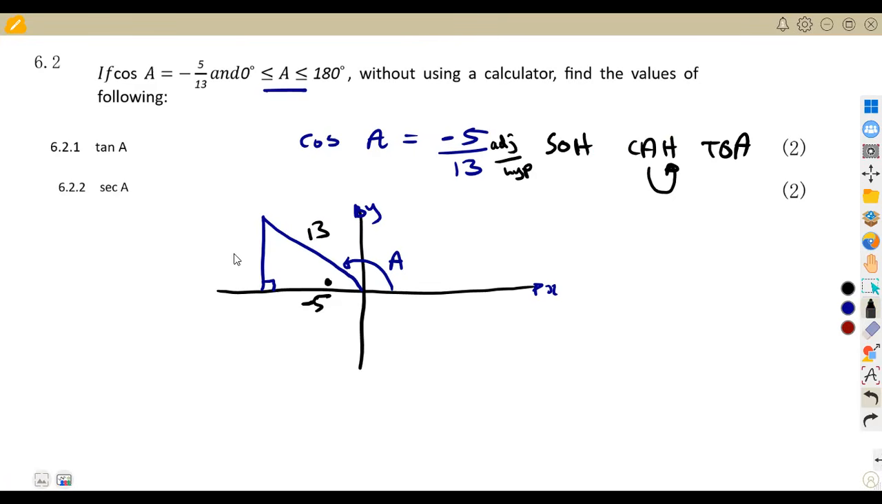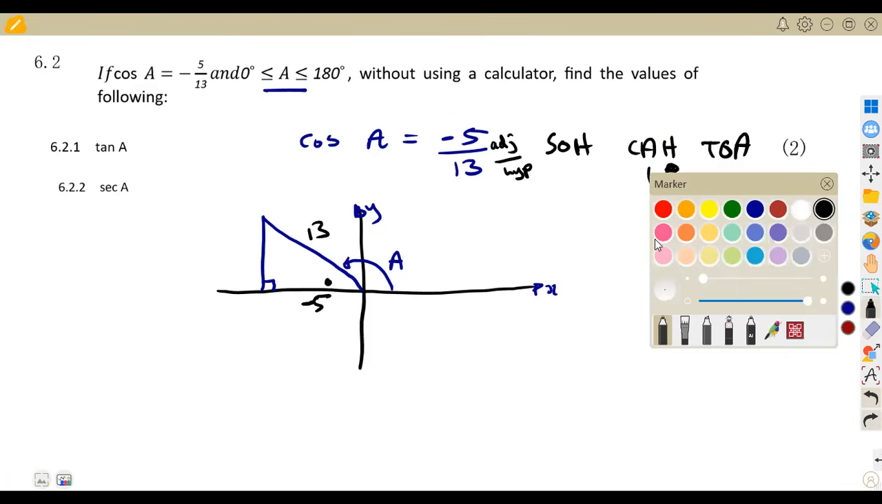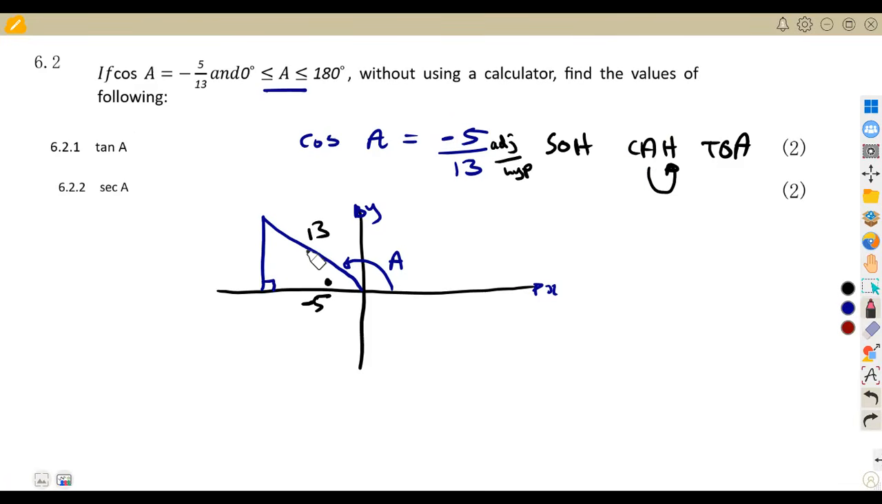So you're going to use your Pythagoras theorem to determine the third side so that you can simplify whatever you are being asked. Remember, from your Pythagoras theorem, the hypotenuse squared, which is 13 squared, is equal to x squared plus y squared. So this is going to be (-5) squared plus y squared. 13 squared, which is 169, is equal to 25 plus y squared. Transpose this: 169 minus 25 is 144. So 144 is equal to y squared.